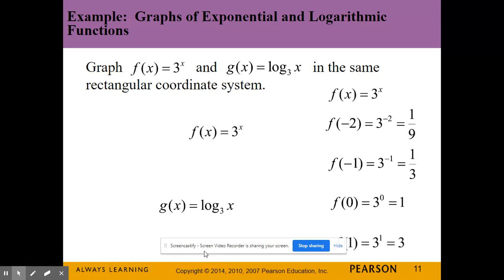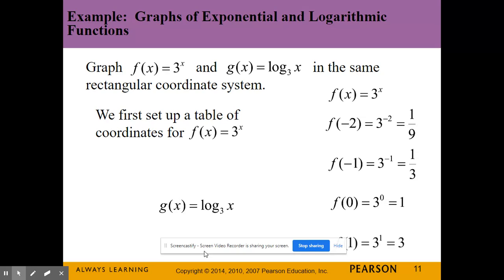Now we're going to talk about graphing. First thing is you set up a table. So we're going to graph the exponential function that we talked about in 3.1 and then log base 3 of x. So 3 to the power of x and then log base 3 of x. I'm going to graph on the same table.